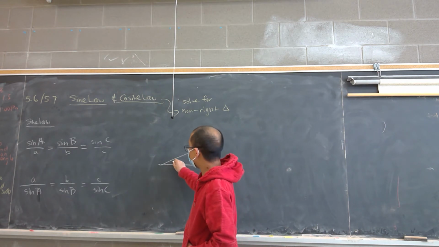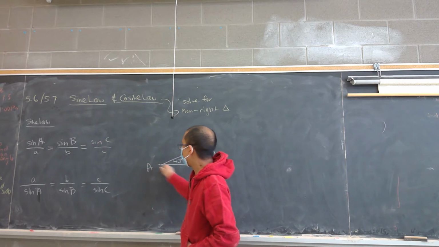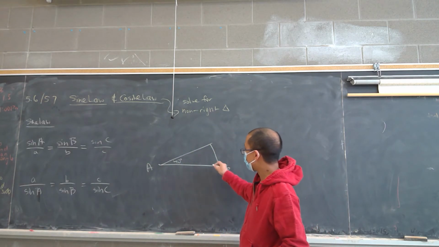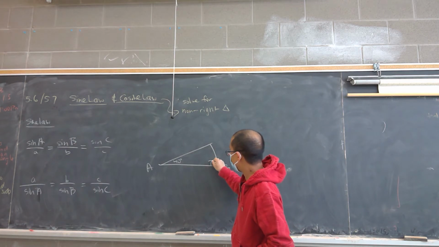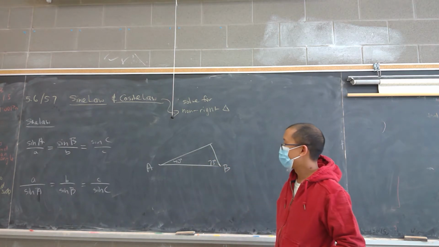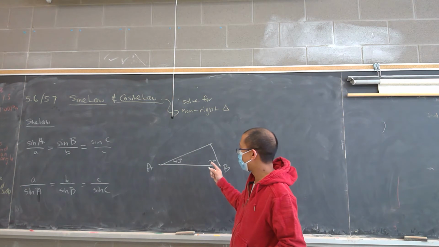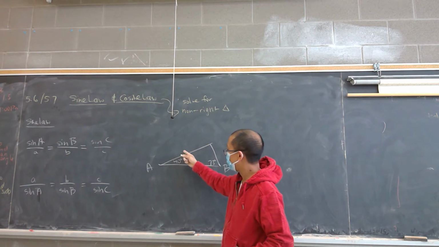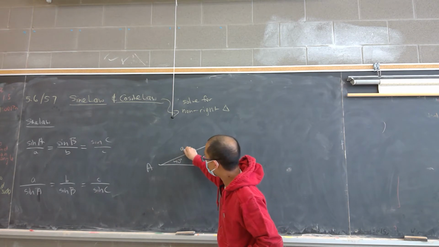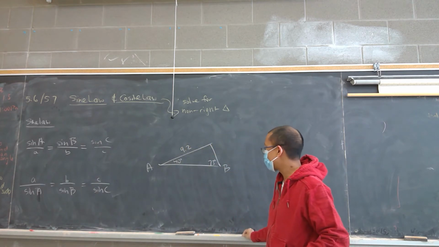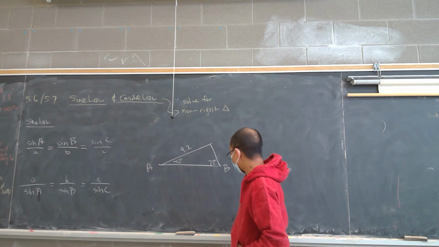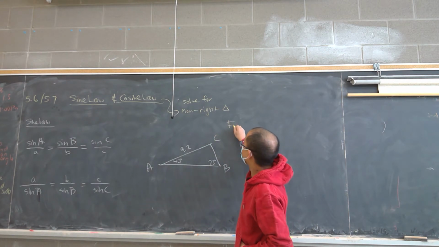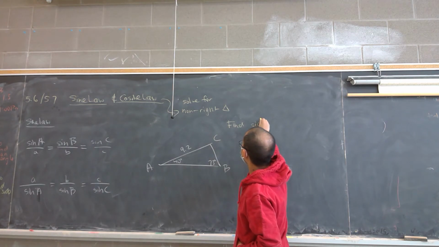Let's just say this angle was 40 degrees. We'll call this angle A. And this angle here, let's call it angle B, which is maybe 73 degrees. And let's just say we have a side B here as well, which is 9.2 units. And let's just say we want to find, we should put a C, find side C.